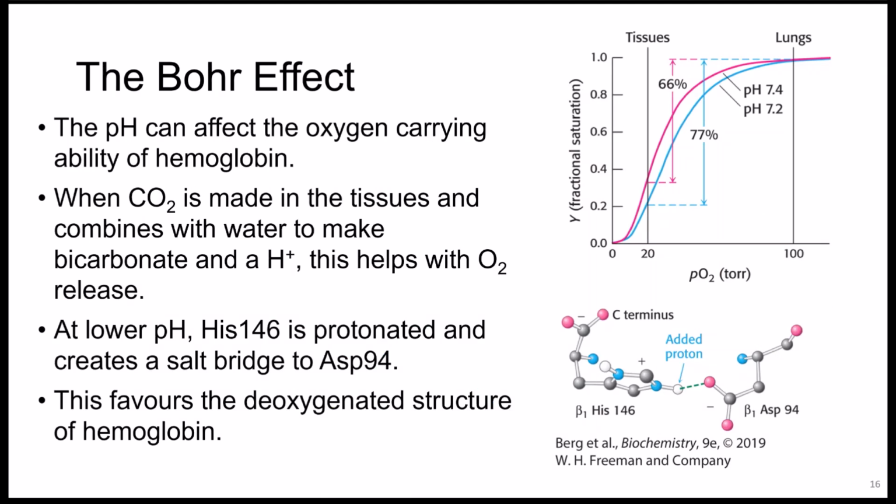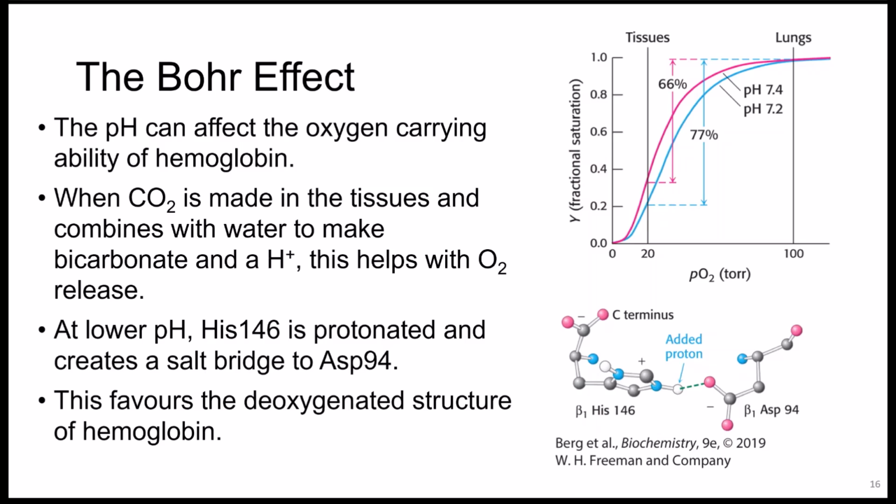One example of how protons can influence a protein's function is the Bohr effect, which is important for the release of oxygen in the tissues. So in the tissues where metabolism is occurring and producing lots of CO2 as well as protons, a lower pH can actually result in the protonation of an important histidine residue in hemoglobin. This histidine, histidine 146, can actually form an ionic interaction or salt bridge with aspartate 94, and this is shown in the bottom right. This will change the overall structure of hemoglobin so that it can release oxygen.